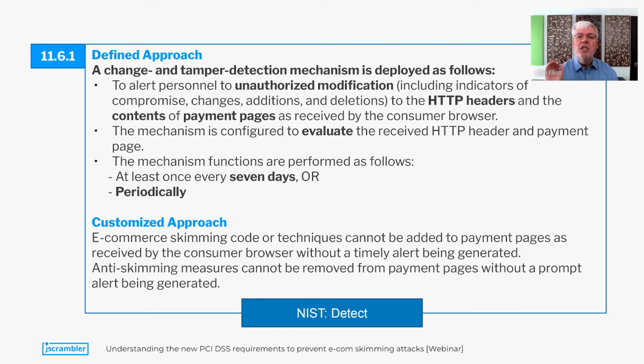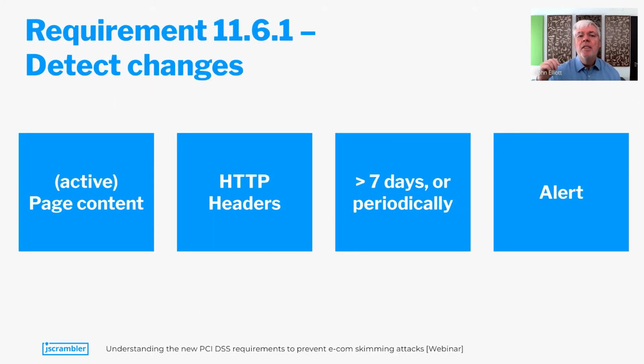What's required is a change and tamper detect mechanism that looks for changes in scripts and HTTP headers. And again, you can see the requirement as it's written here. But for me, there are again 4 distinct parts of the requirement, which are this: that the change and tamper detect mechanism checks for changes to active page content, such as scripts, and to the HTTP headers. That it does this at least every 7 days, or another time period that you've defined. And that when it does notice an unauthorized change, that it produces an alert. Okay, let's look at those individually again.